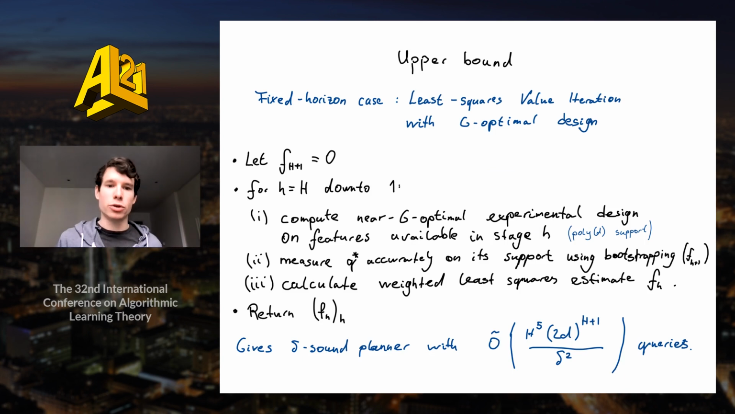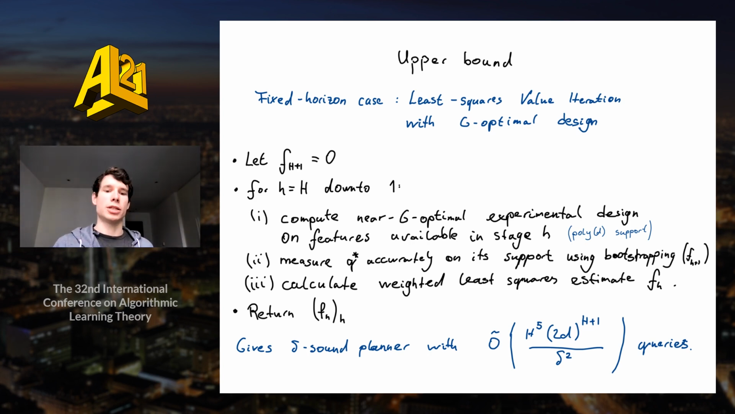We also have an upper bound which works only in the fixed horizon case. And this is essentially doing least squares value iteration with G optimal design. So it uses bootstrapping. It sets the approximate values for stage H plus 1 to be identically 0. This is true by definition. And then it will go from stage H, that is the final stage, down to the first stage. And at each stage, it will compute a near G optimal experimental design on the features that are available in stage H. This will give us a distribution of polynomial support and this can be computed in polynomial time.